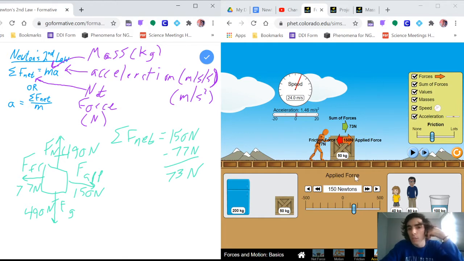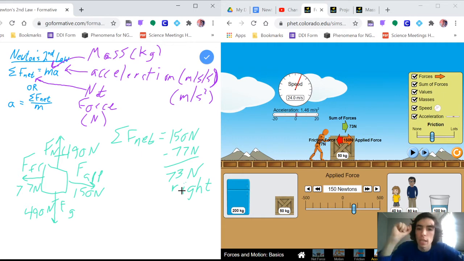Even though the simulation doesn't write the word out, it shows that the net force is to the right. The way that we know that the net force is to the right is because the total force pushing this object to the right, 150 newtons, is greater than the friction force acting left. So the net force points in whatever direction we have more total force towards.